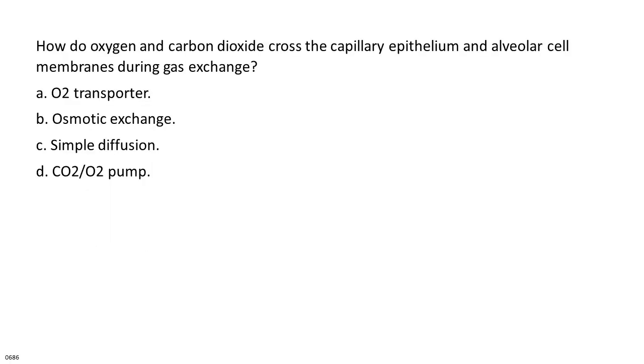How do oxygen and carbon dioxide cross the capillary epithelium and alveolar cell membranes during gas exchange? A. O2 transporter. B. Osmotic exchange. C. Simple diffusion. D. CO2/O2 pump.